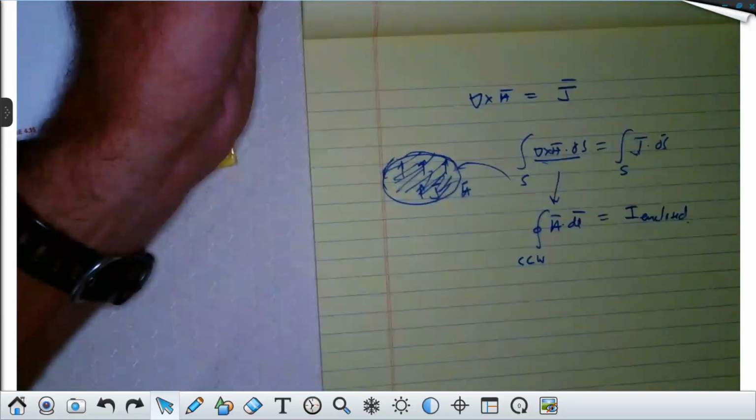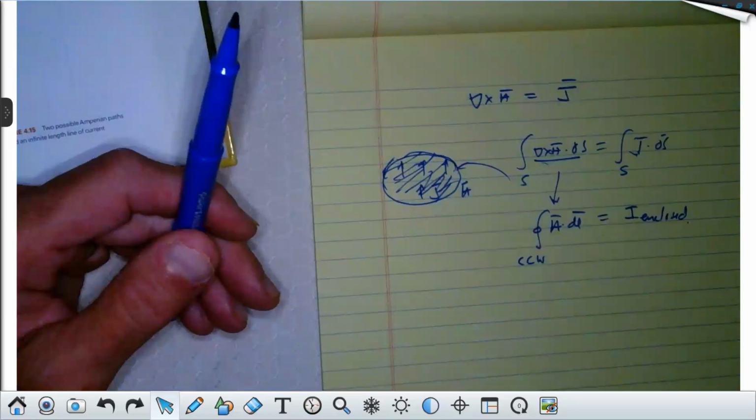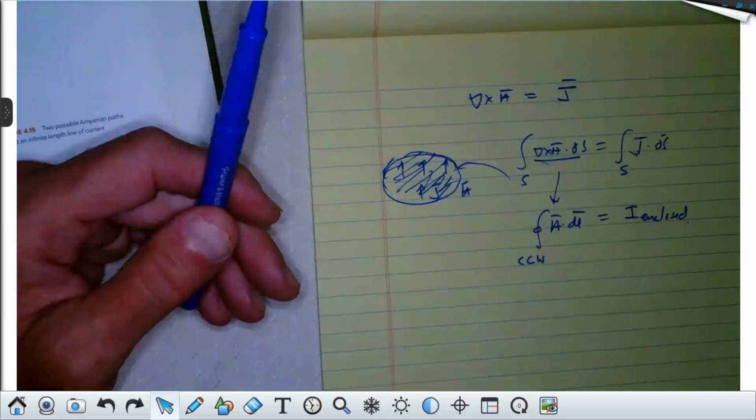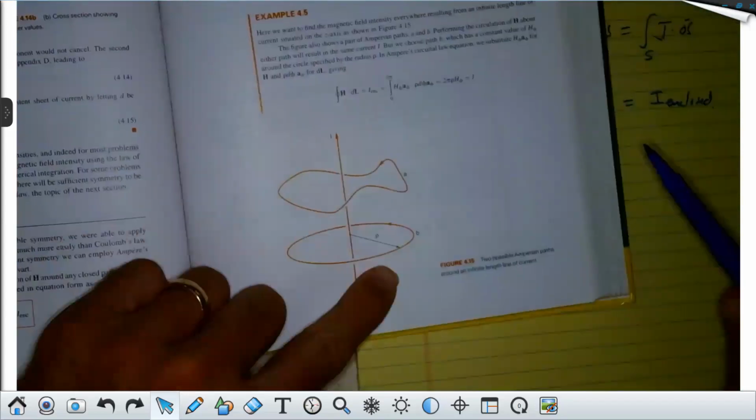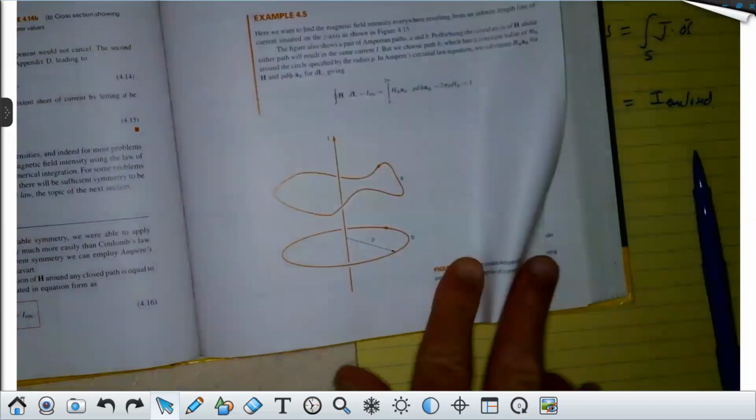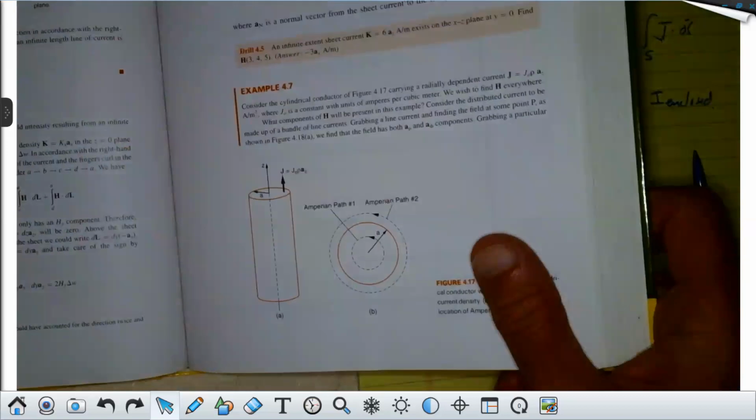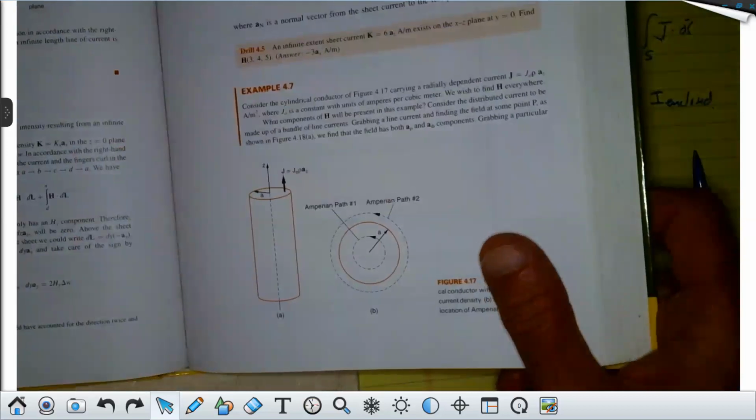Are you ready? So now, he shows the problem I just did, to basically find the H field at a given distance rho from an infinite line of current right here. And then next, he's going to do this.